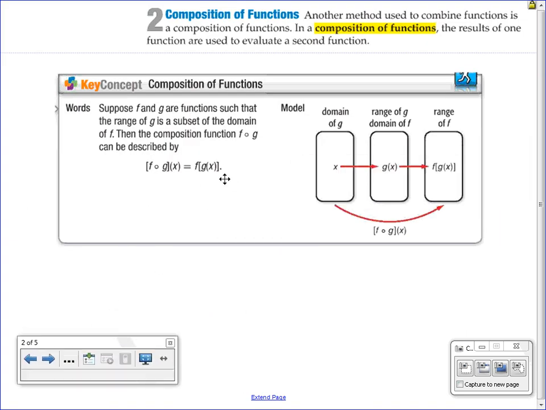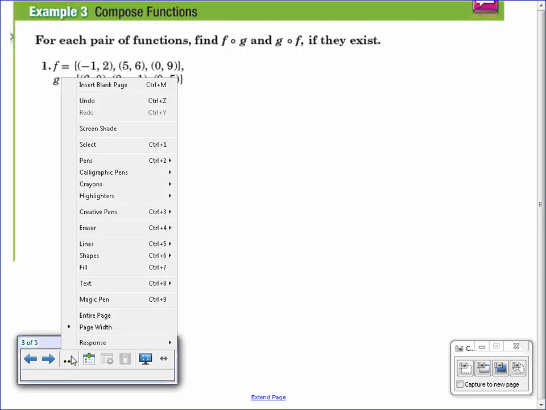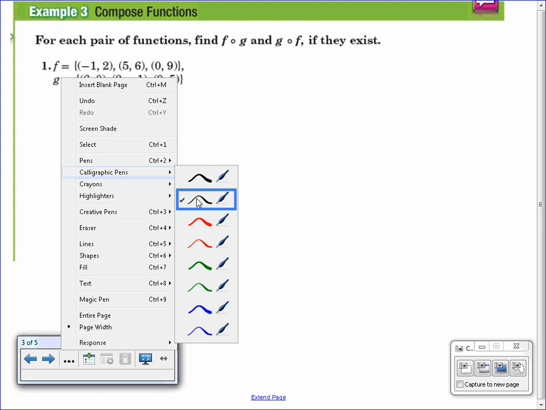Composition is basically when you take one function and put it into another function. So you're going to have the domain, which is the x numbers of one function, going through a function and getting an answer, then taking those answers and putting them into another function. All right, we'll start off with just some basics here, and this is just working with a set of ordered pairs.